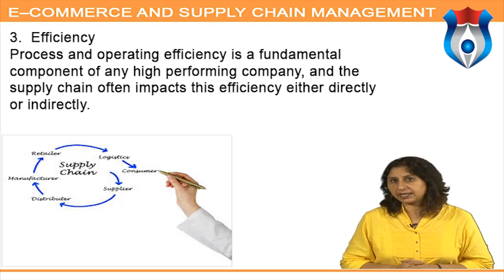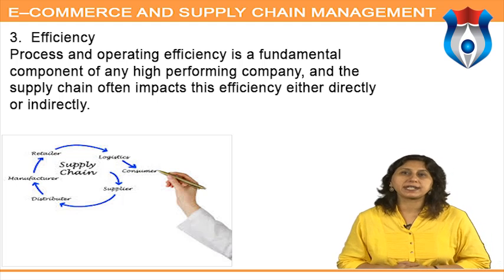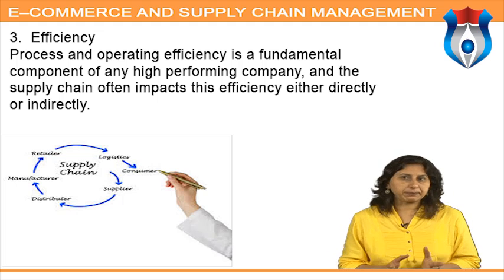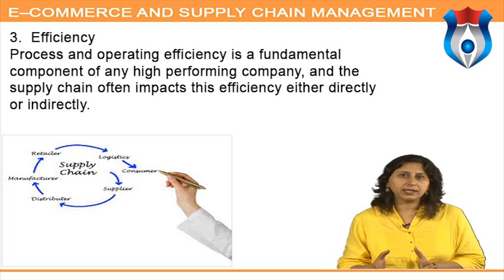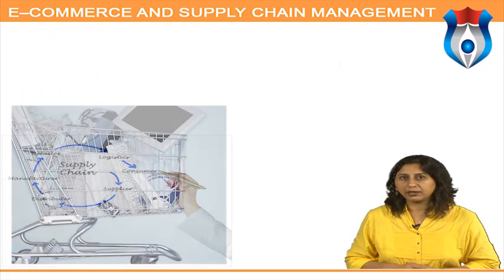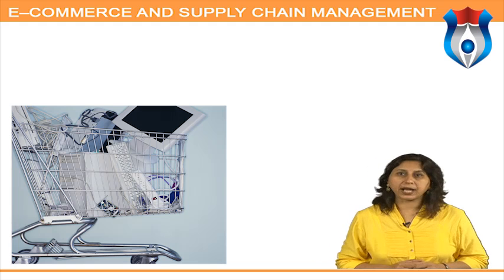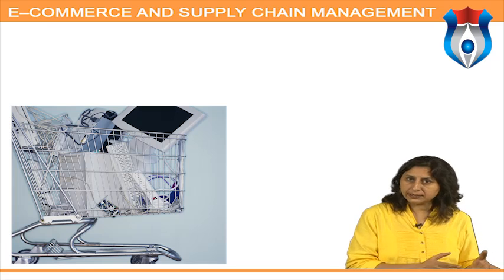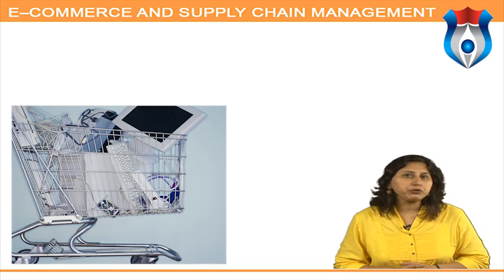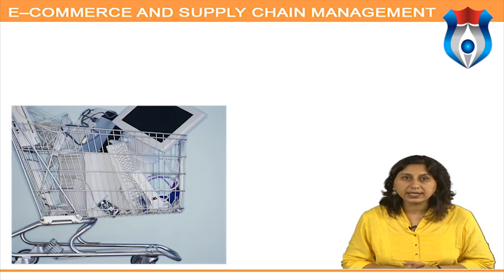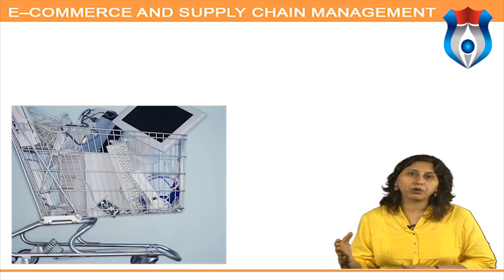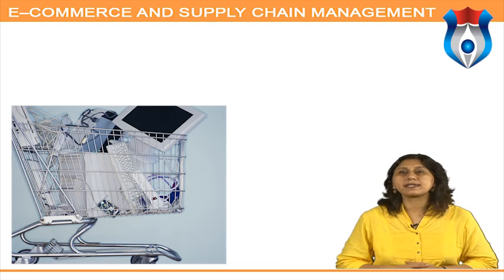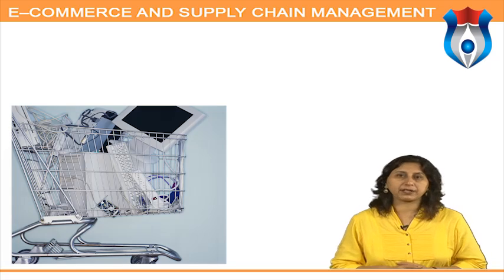The third element is efficiency. Process and operating efficiency is a fundamental component of any high-performing company, and the supply chain often impacts this efficiency either directly or indirectly. For example, improvements in production efficiency require increased volumes of supply of both components and maintenance equipment. Improvements in process efficiency require increases in volume and timeliness of support from external suppliers and contractors. Increased speed to market requires the support of accurate and timely freight management.